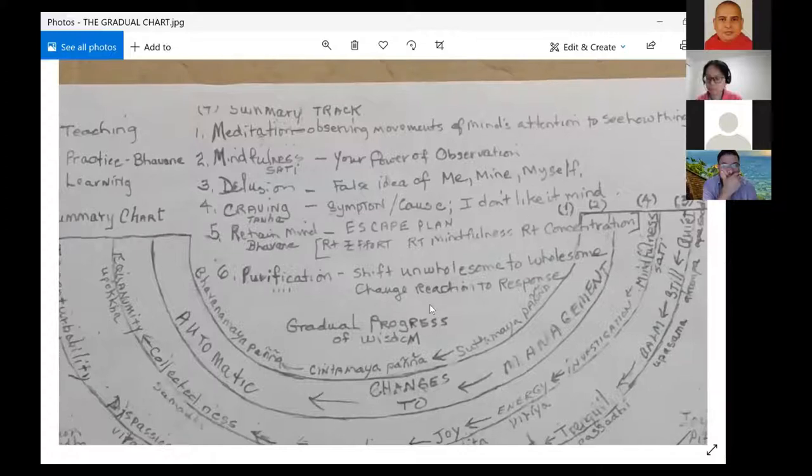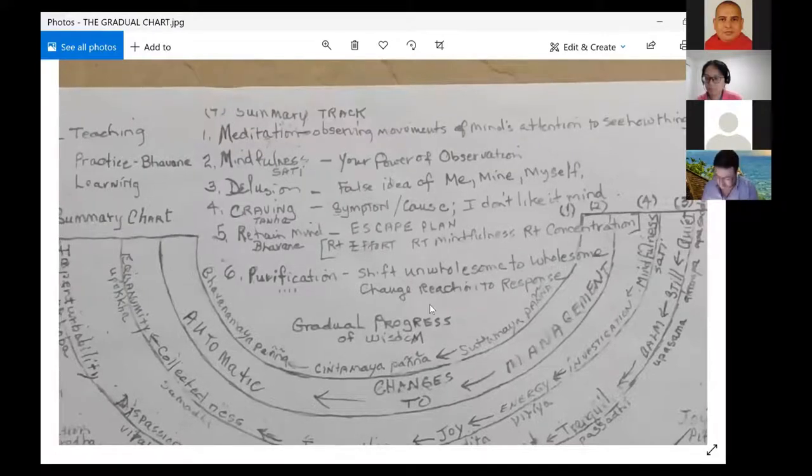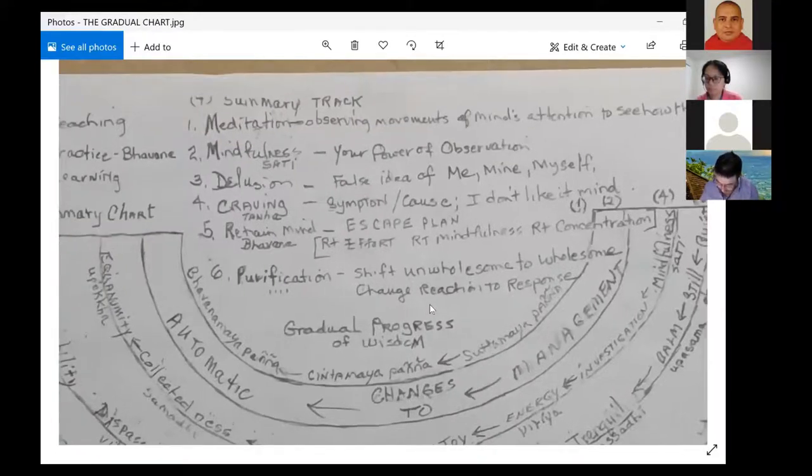And so this mindfulness is your power of observation as you're learning to do the practice from the beginning all the way to the end.